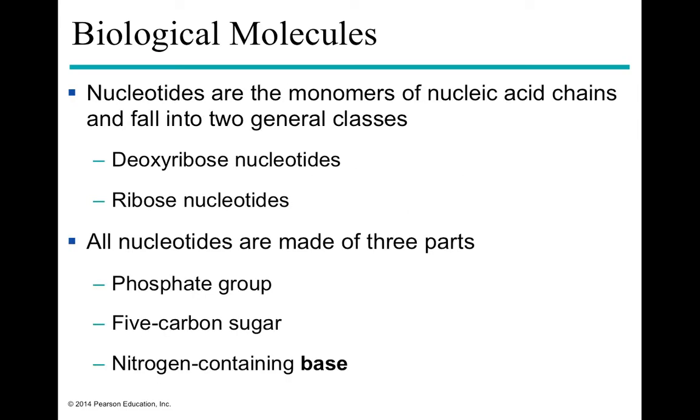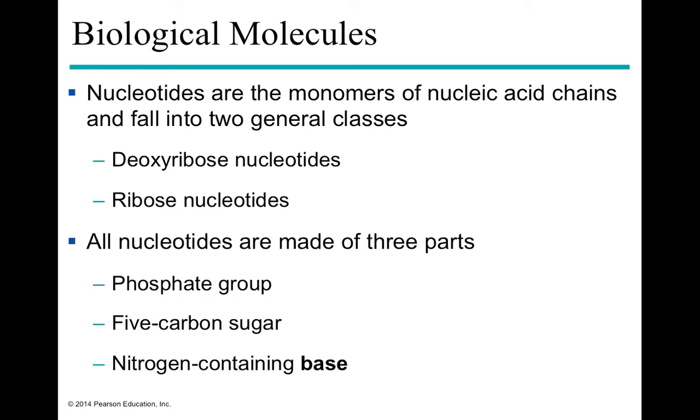All right, so let's move on to nucleotides and monomers. Proteins are going to have an entire chapter as well. Nucleotides are going to be the monomers for nucleic acid chains. We basically have 2 major classes. We have deoxyribonucleotides and ribonucleotides. Deoxyribo being what DNA is comprised of, ribonucleotides being what RNA is comprised of.